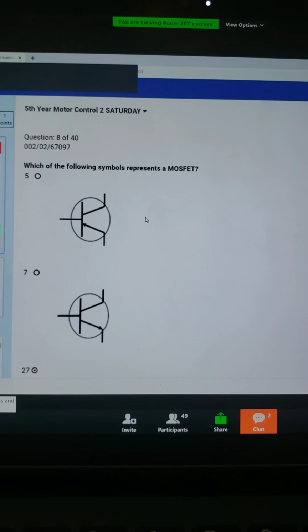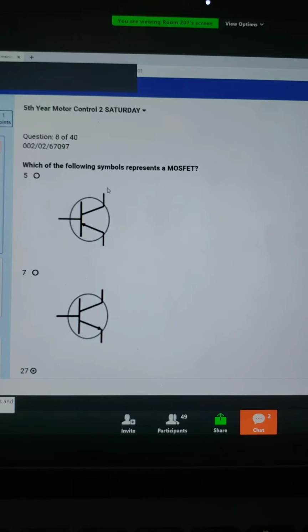First one is a PNP transistor. Second one is an NPN transistor. Nobody answered those. Some got 5, some, well, they got them wrong. Yes, 5 got it wrong, 7 got it wrong. So only 27 people out of the 57 students. However many are there.